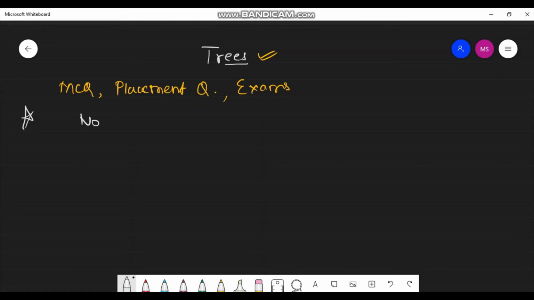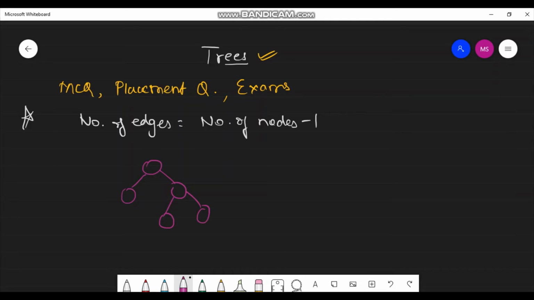Number of edges equals number of nodes minus 1. Okay, so what does that mean? Number of edges, you know what edges means? It's just these lines. These lines are the edges.